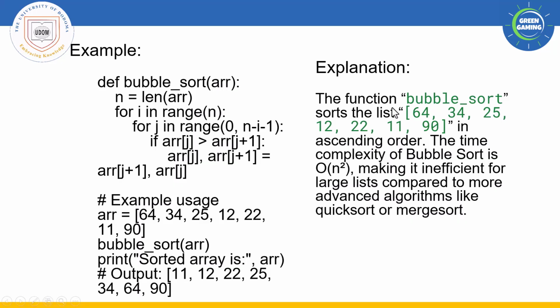So the function bubble sort sorts this list in ascending order. The time complexity of bubble sort is O(n squared), making it inefficient for larger lists compared to more advanced algorithms like quicksort or merge sort. Why? Assume we have 10 elements in our list, meaning that we have to iterate 100 times. If we have 100 elements in the list, then we have to iterate 10,000 times. This means that as the list grows, the time complexity grows quadratically, right? So that's how bubble sort works.